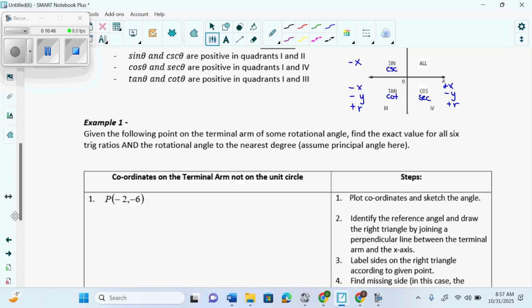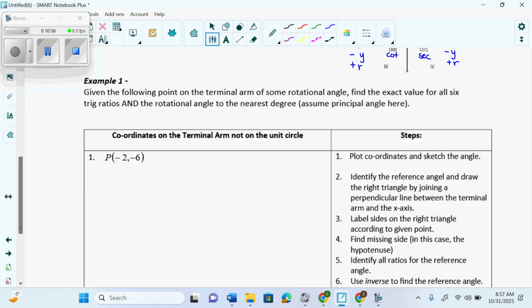It says, given the following point on the terminal arm of some rotational angle, find the exact value for all 6 trig ratios and the rotational angle. We're not doing the rotational angle today. We will do that on Monday. So first off, what should we do when we get a coordinate?